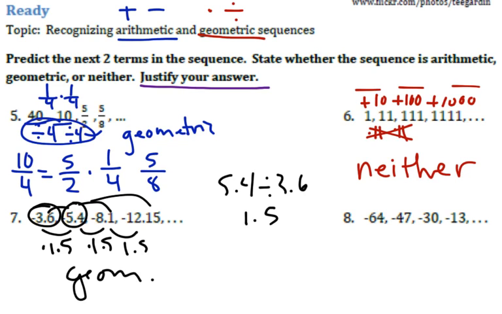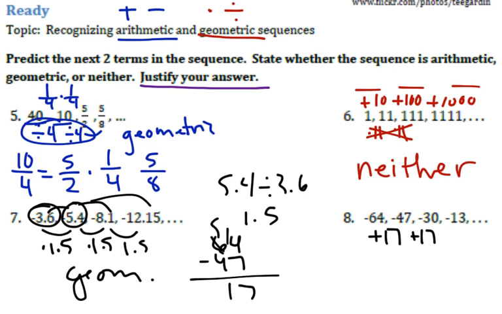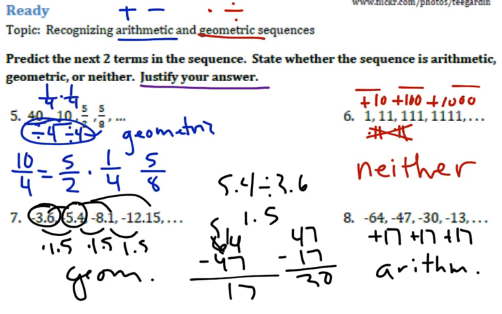Okay? So number 8, we've got negative 64 to negative 47. So we could go 47 minus 64, or 64 minus 47. Okay, would be a good way to see that difference. So we'd borrow, we'd get 7, so we get 17. So are we adding 17 as we go from negative 64 to negative 47? Well, adding 17 again, negative 47 plus 17 would get us negative 30, and then adding 17 again would get us negative 13, so this one is arithmetic, and we are adding 17. So remember, that's how we figure out with the sequences what's going on there.